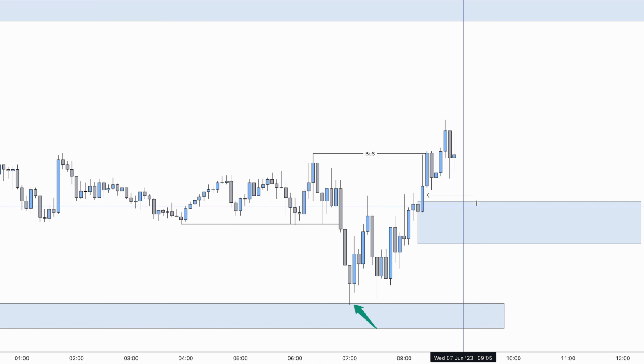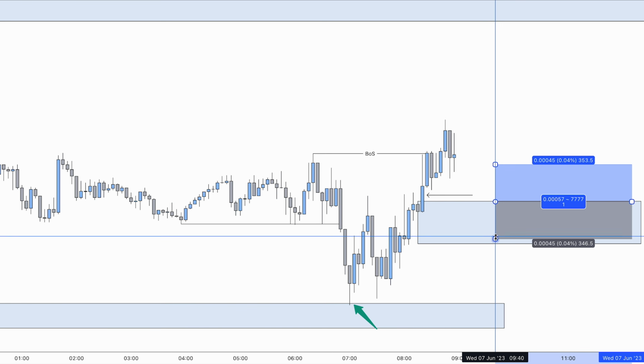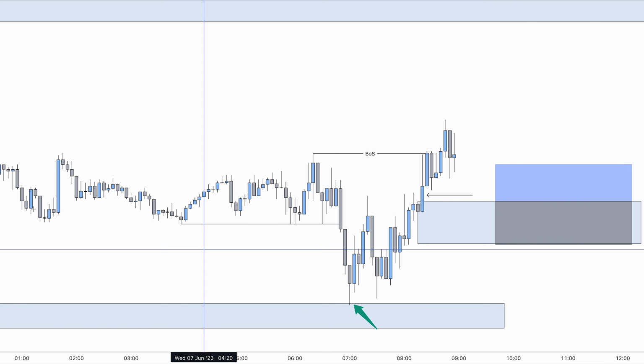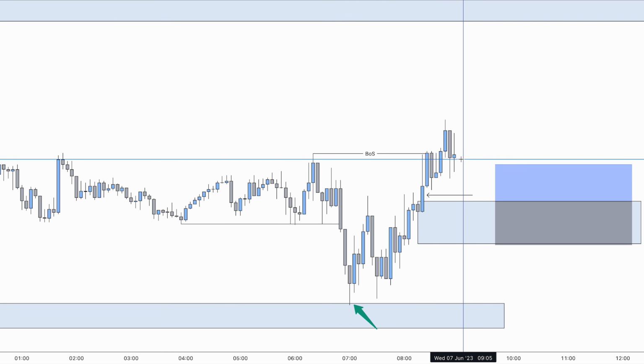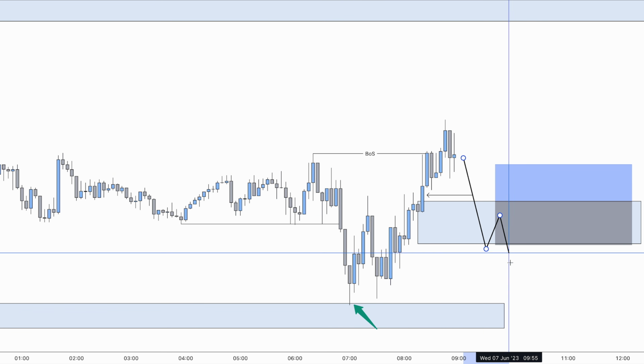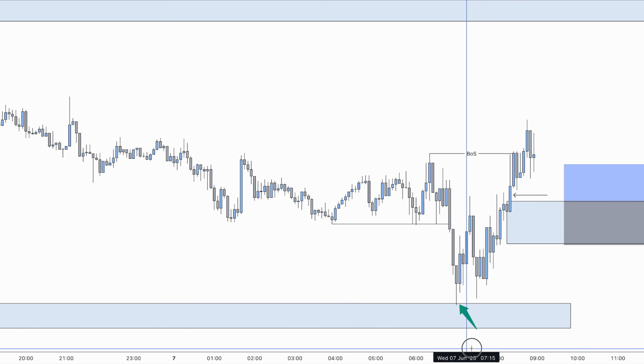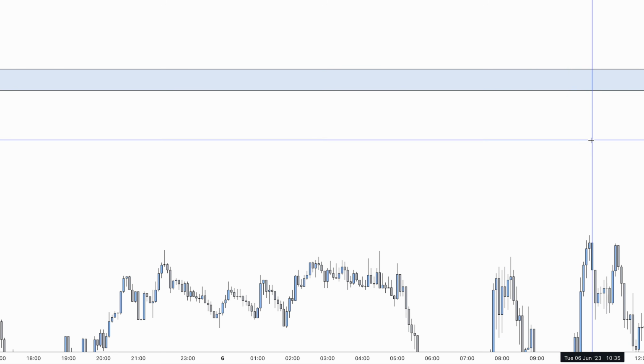So if we were to place our trade here, we would go with a buy limit. We would have our stop beneath the low, understanding that if this demand zone fails to hold, our trade is invalid and we don't want to be in it anymore. And then for our target, we're just looking for imbalanced supply zones above.